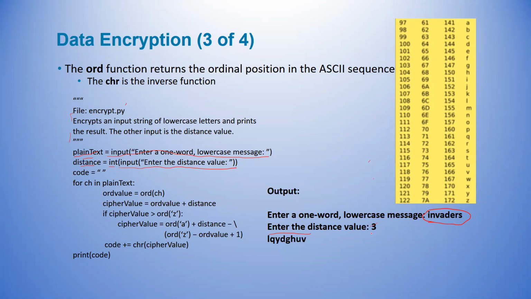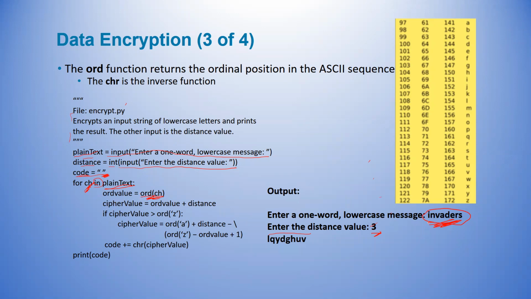And the user entered 3, right? So now you declare this code and assign an empty space to it. And then using this for loop and the in operator, CH represents each character in plain text. That's what you entered, that's here, right? So the CH will represent each character, the first one, the second one, the third one. This is what you entered, and you get the ord value of each character.